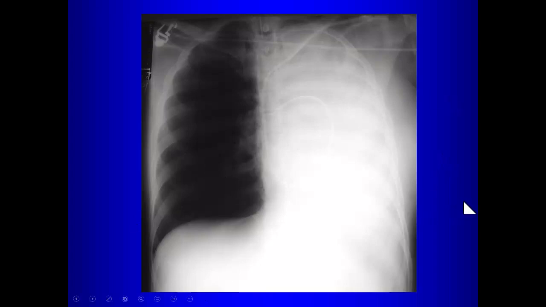But in this case, where's the heart? Shifted to the left. That's why we don't see the heart border. So what does this represent then? Mucus plug. Mucus plug causing what? A complete atelectasis, right. So the two major causes of whiteout, one is a large pleural effusion, another is complete atelectasis of the lung. So in this case, the patient's intubated, developed a mucus plug with complete left lung collapse, right? So the treatment for this would be what?